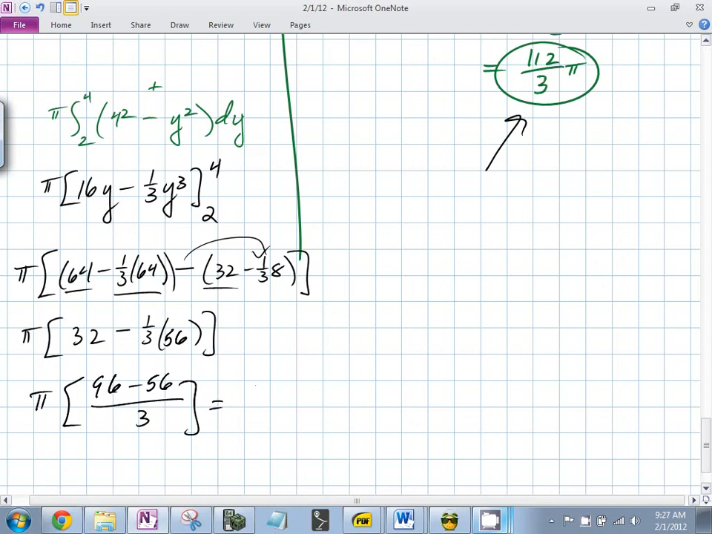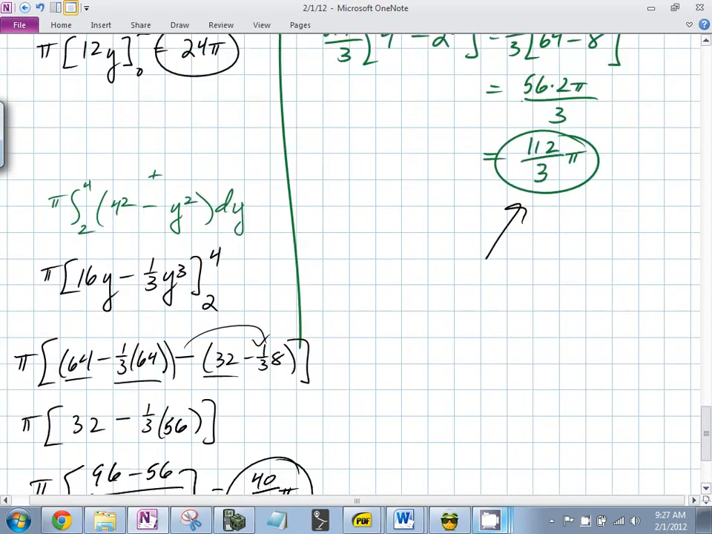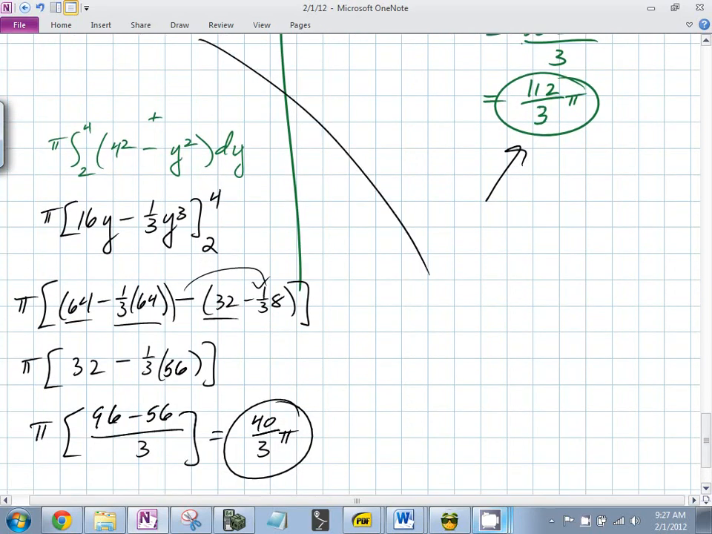So what is that equal to? 40 over 3 pi. So what did we get here? We have these two things. So we have 24 pi plus 40 over 3 pi. So what's that equal to? 72 over 3 pi plus 40 over 3 pi. Is that correct? We end up with 112 pi over 3.